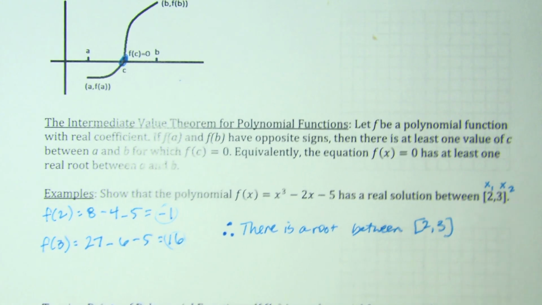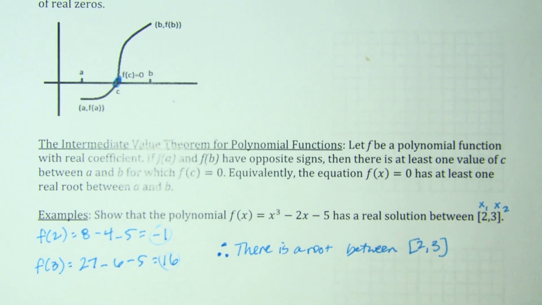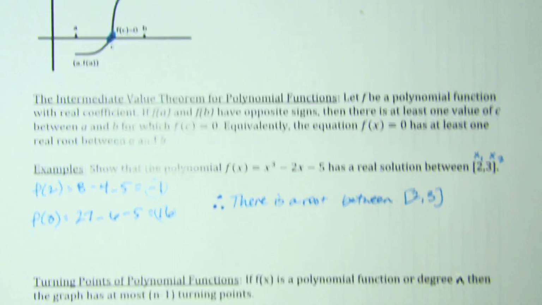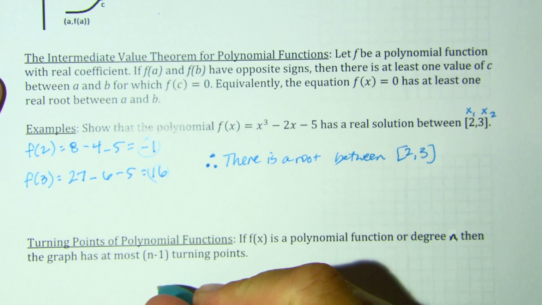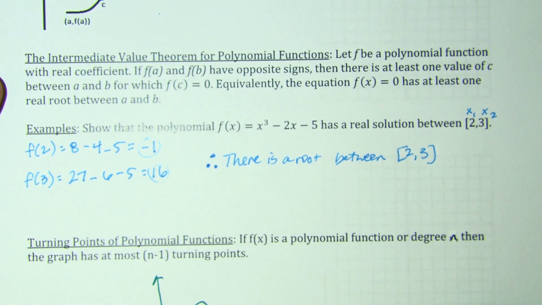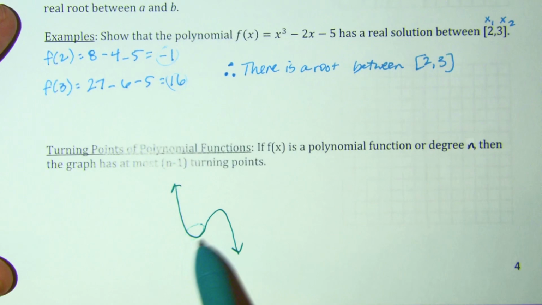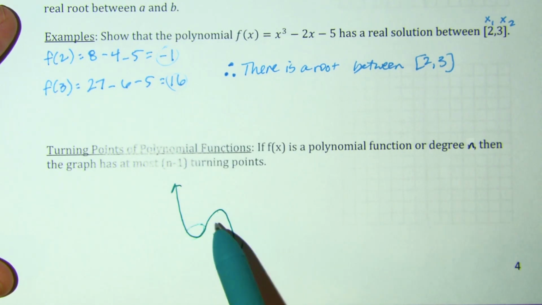Now the next thing we're going to talk about is turning points. A turning point is a value or a location on the graph where it turns around, where the graph turns from increasing to decreasing or decreasing to increasing. So if I have a graph that looks something like this, this would be a turning point here. This is a turning point, and this is a turning point. It goes from decreasing to increasing, and here it goes from increasing to decreasing.